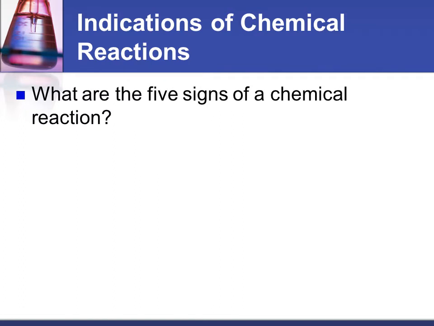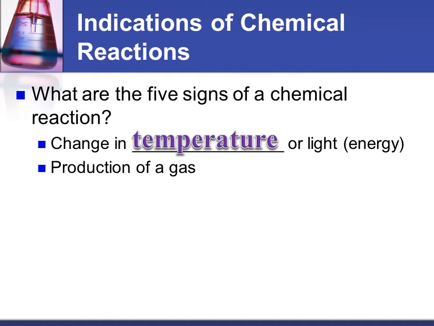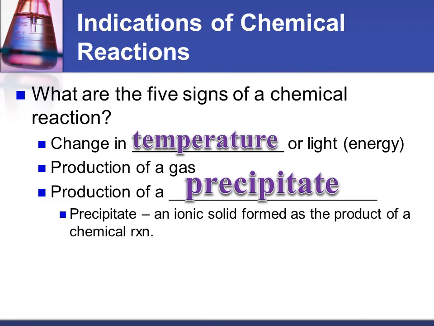So what are some signs that a chemical reaction has taken place? Well, we could have a change in temperature or light being emitted. We could have the production of a gas, like we were talking about those bubbles. You could have production of a precipitate. This is a word you're going to need to know. It is a big kind of word, but all it means is a solid, okay? Precipitate is a solid that's being formed from a reaction.